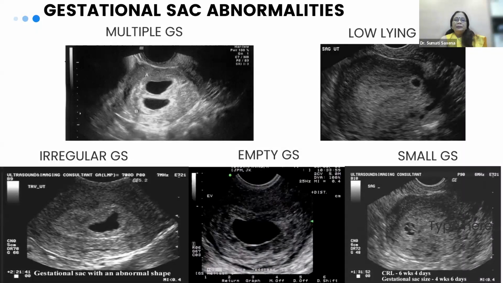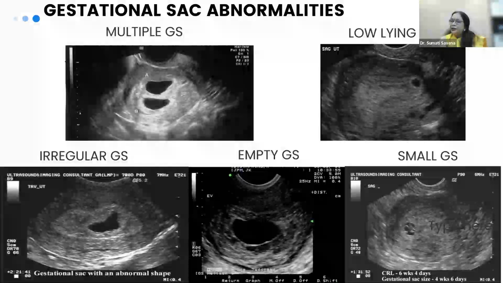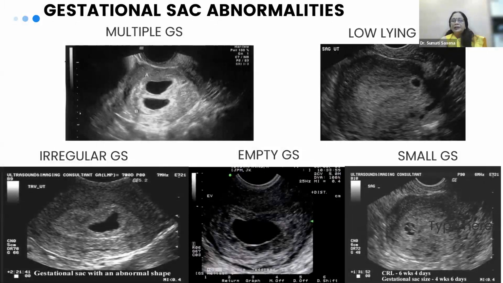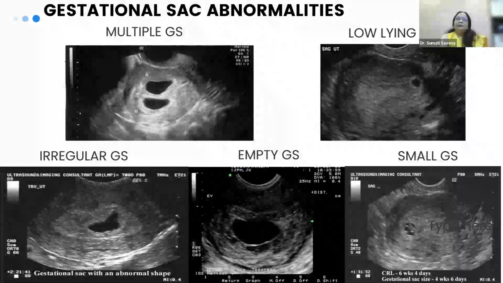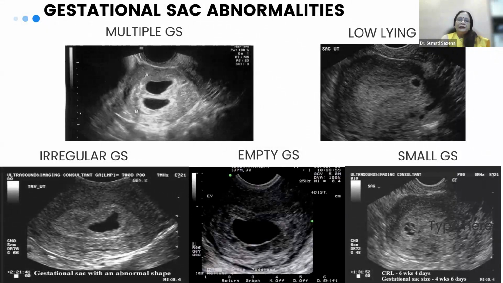So when you see the number, when it is a single gestational sac, it is a singleton pregnancy. But when there are two or more gestational sacs, then it is a multiple pregnancy. And multiple pregnancy is categorized as a high risk pregnancy. Then you take proper care from early in the pregnancy. You can diagnose the case and take the proper care.